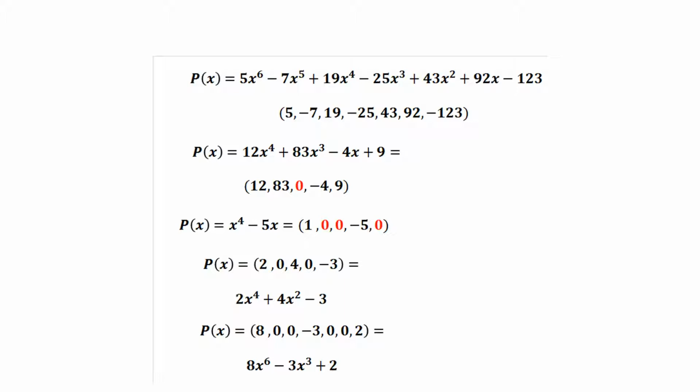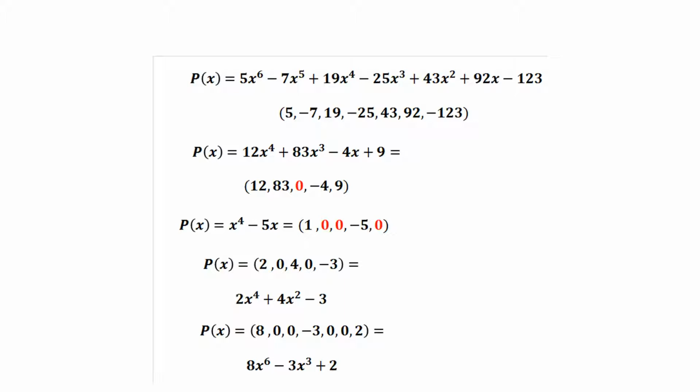That's quite simple. Now, if we look at our next example, we've got 12x to the 4th plus 83x cubed. There's no x squared term. You got to be careful with this and put a 0 for that term. It's 0x squared. And then we have negative 4x, and plus 9. So we got 12, 83, 0, negative 4, 9.